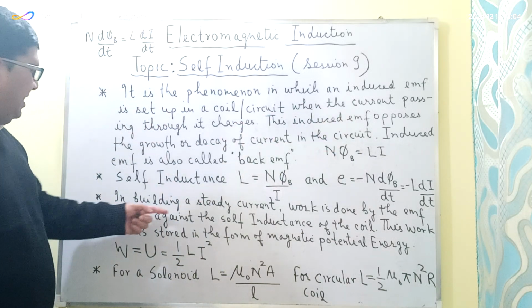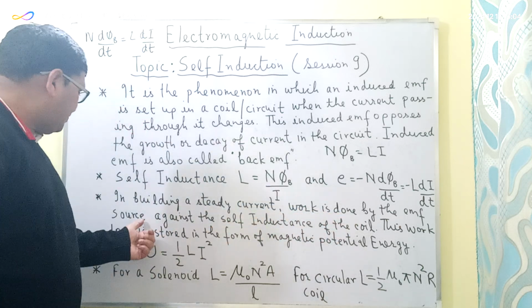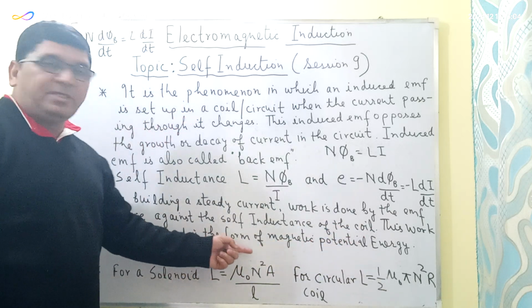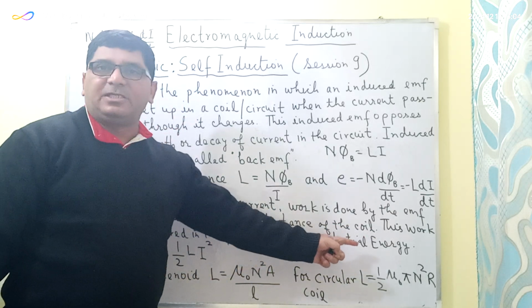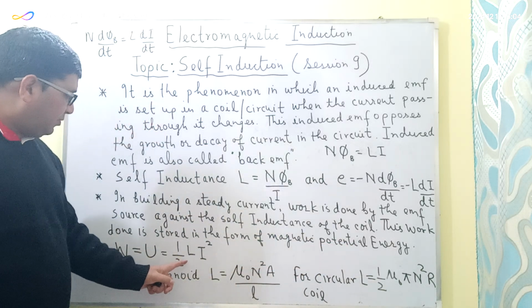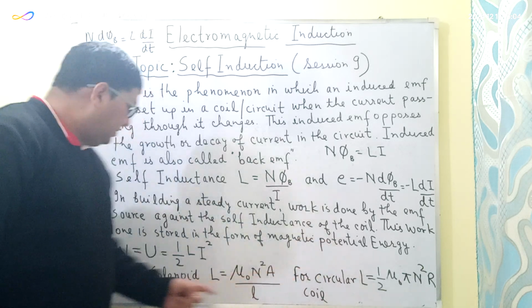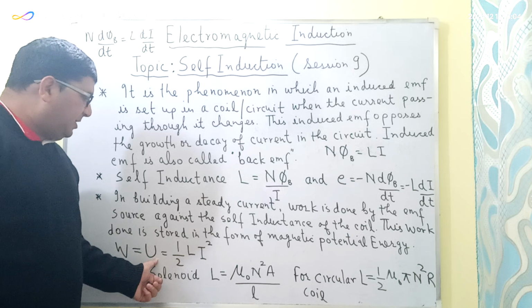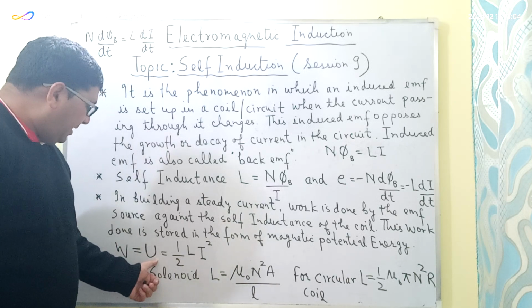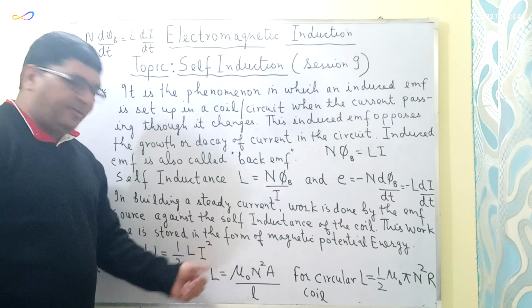Now, in building a steady current, work is done by the external EMF source against the self-inductance of the coil. This work done is stored in the form of magnetic potential energy of the coil. This work done is given by 1 by 2 into L into I square, and since this work done is stored in the form of magnetic potential energy, therefore work done W will be equal to U. U is the magnetic potential energy which is stored in the coil, which will be equal to 1 by 2 into L into I square.